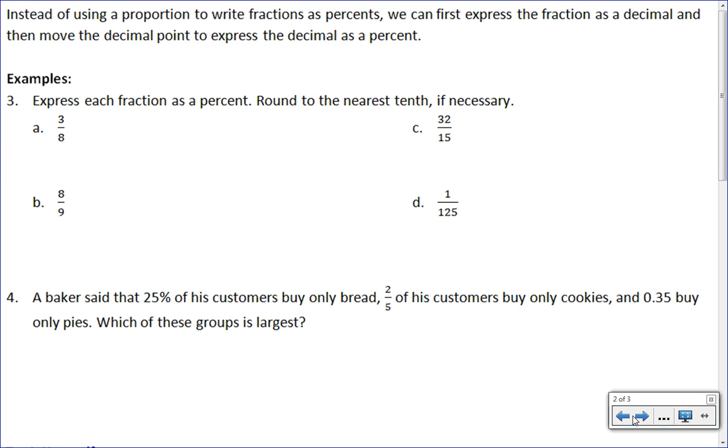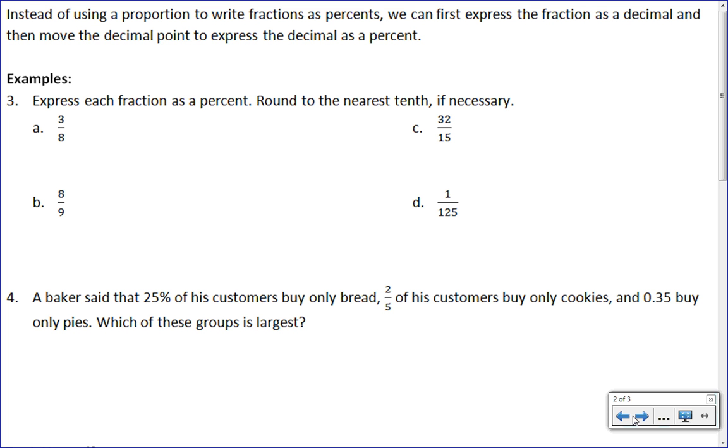So in section 7.1, we learned how to write fractions as percents using a proportion. But one other way that you can do this that might be faster sometimes would be to first express the fraction as a decimal and then move the decimal point to express the decimal as a percent. You can still do it the same way we did it in section 7.1, but sometimes this might be a little bit faster. So let's see how that works.